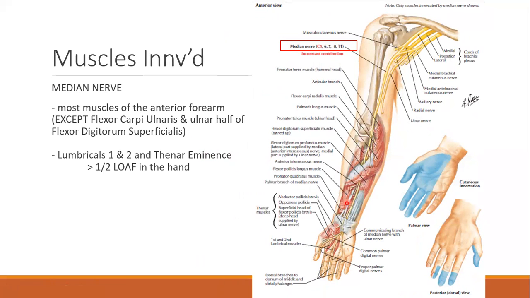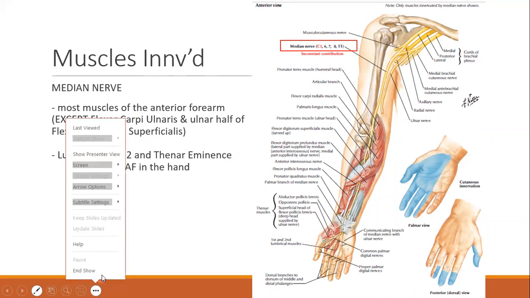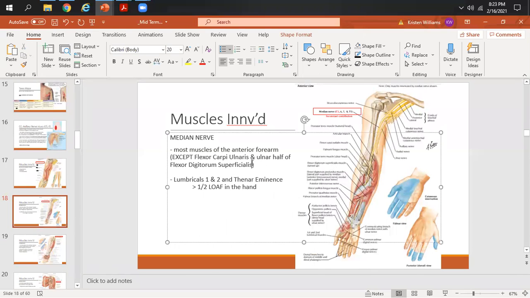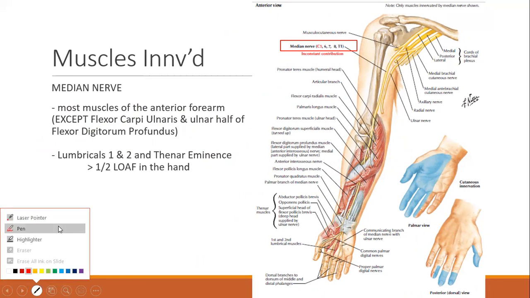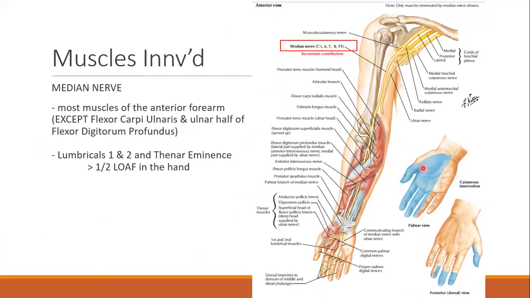Median nerve innervates most of the muscles of the anterior forearm, except for flexor carpi ulnaris, which that should help you, the fact that ulnar is in the name, so you know that it's innervated by ulnar nerve. And then the ulnar half of flexor digitorum, that should be profundus. I don't know why I put superficialis. Yeah, let me fix that right now. There we go. So the ulnar half of flexor digitorum profundus is innervated by ulnar nerve. All the rest of the muscles in the anterior forearm are innervated by median nerve.